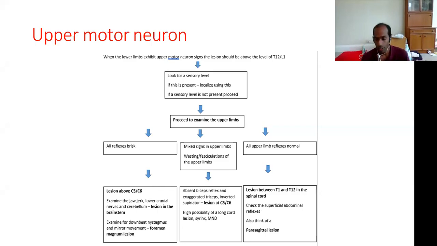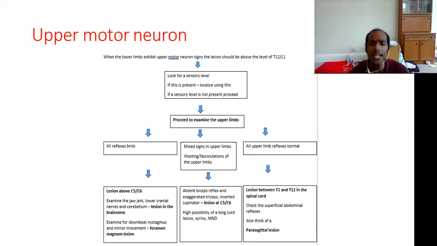But now the problem is sensory is intact, which can happen in some types of lesions. What do you do now? You examine the upper limb reflexes, and this method is called motor localization. If you found a sensory level, there's no problem at all, the story ends there. But when there is no sensory level, look at this algorithm.